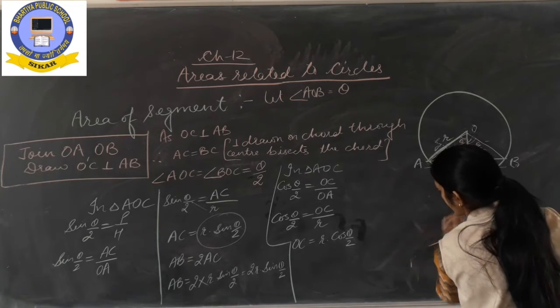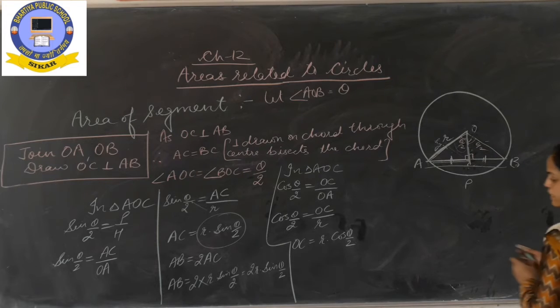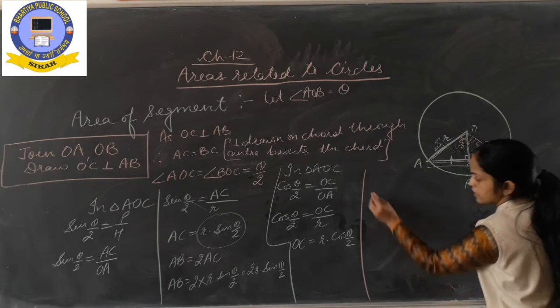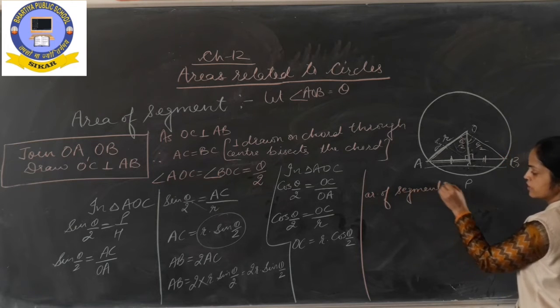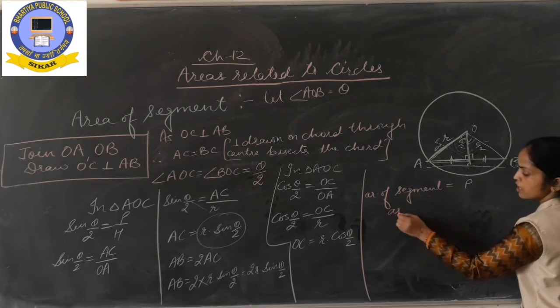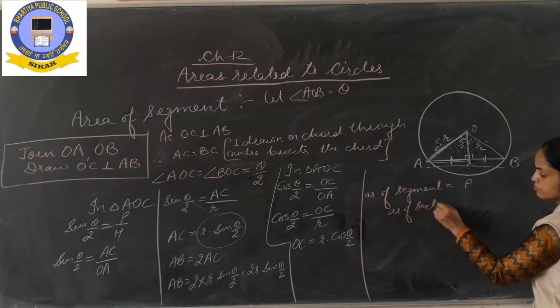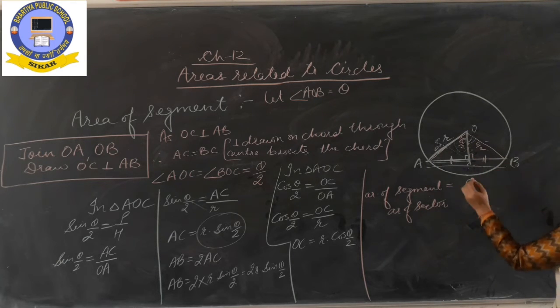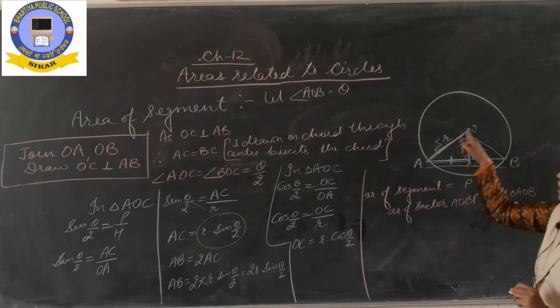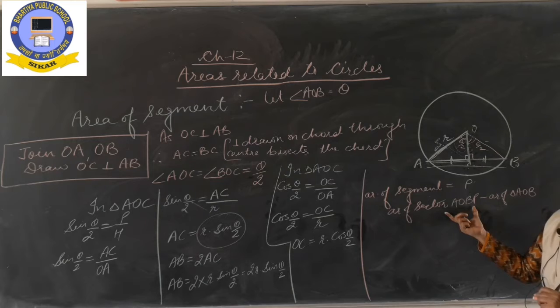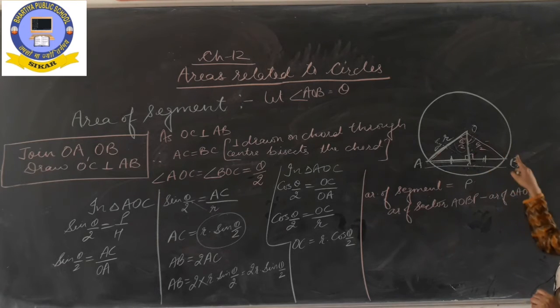Now see, we can derive formula for area of segment. I am directly writing area of segment is equal to area of sector AOBP minus area of triangle AOB, right. AOBP, इस पूरे सेक्टर के एरिया में से if we will deduct area of triangle AOB, then obviously we will get area of segment. Now keep the values.